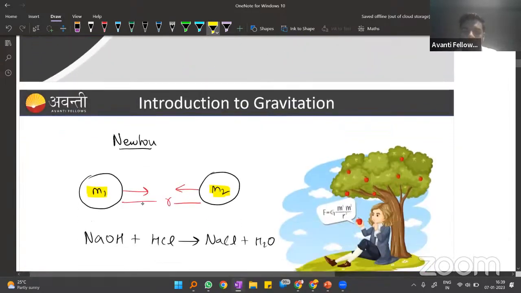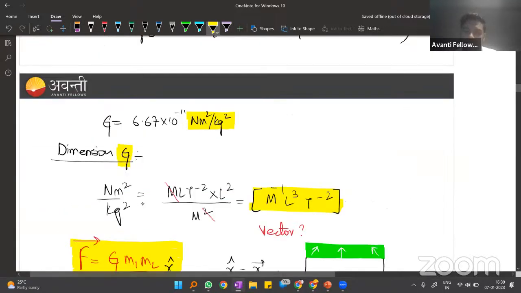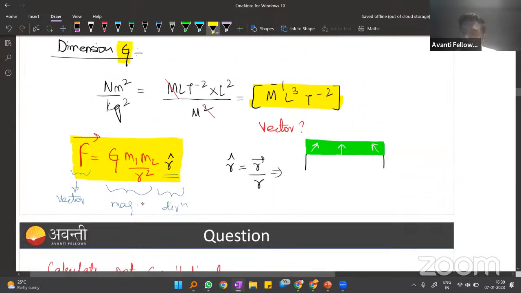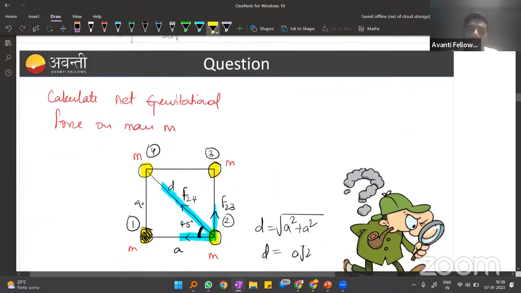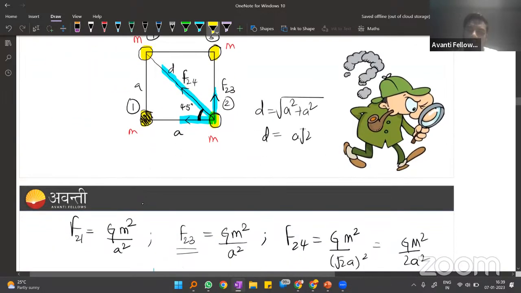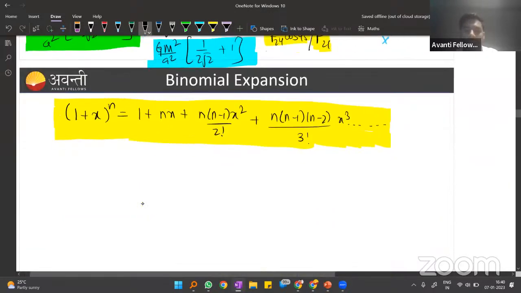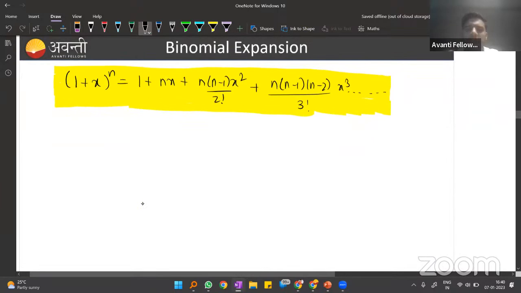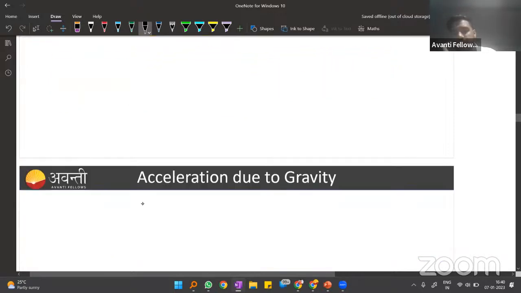What have we studied? We saw the introduction, we saw the universal law of gravitation, we also saw the vector form of this force. We saw what a unit vector is, and we did a question in which there were 4 masses, and on one mass we had to calculate the resultant force. Then we saw a binomial expansion for a special case, that is 1 plus x to the power n equals 1 plus nx plus n into n minus 1 x square by 2 factorial plus n into n minus 1 into n minus 2 by 3 factorial x cube, and so on.